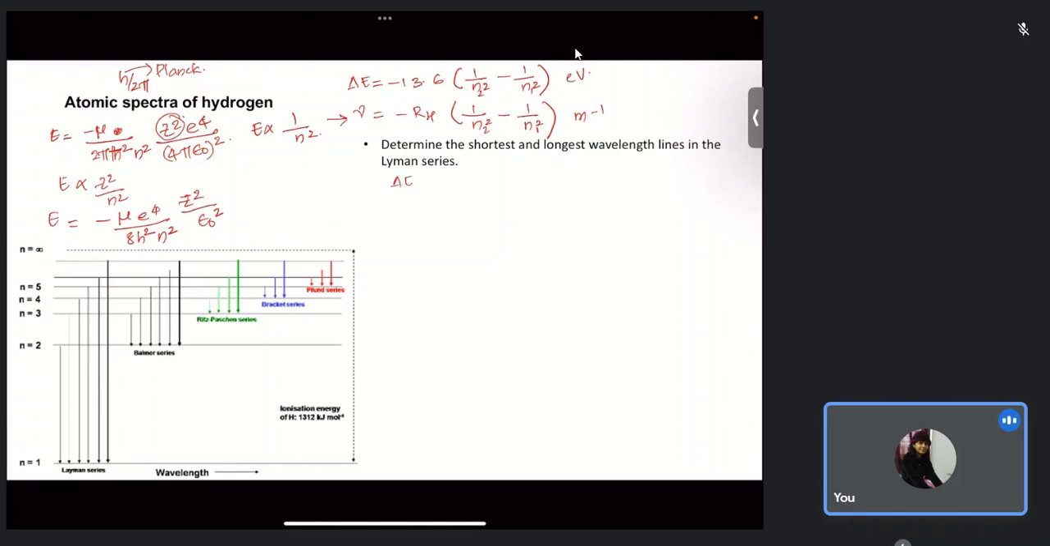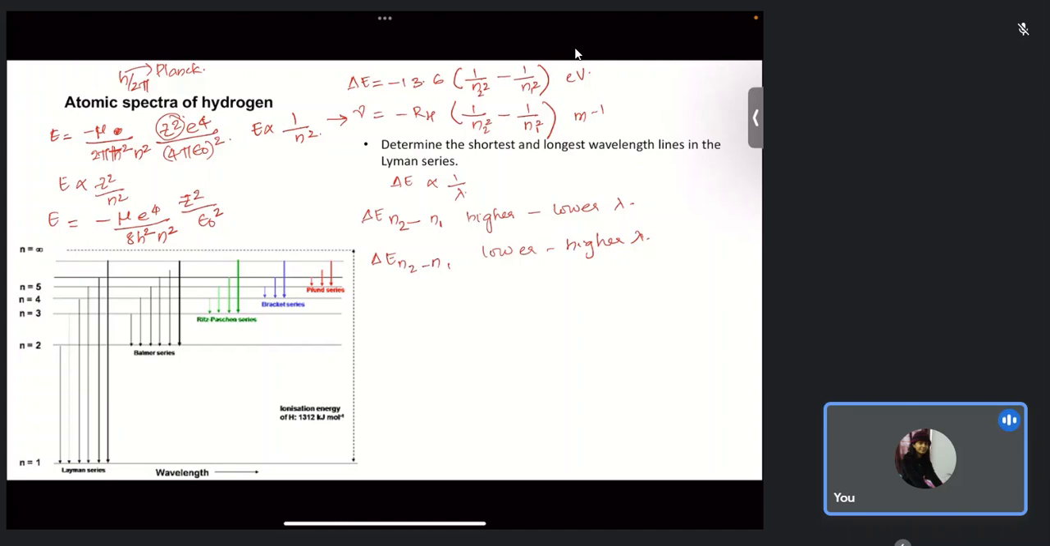Delta E is directly proportional to 1 by lambda, right? So when you have a higher energy gap between your n2 and n1, you have a lower lambda. When the delta E between n2 and n1 is lower, then you will have the higher lambda.